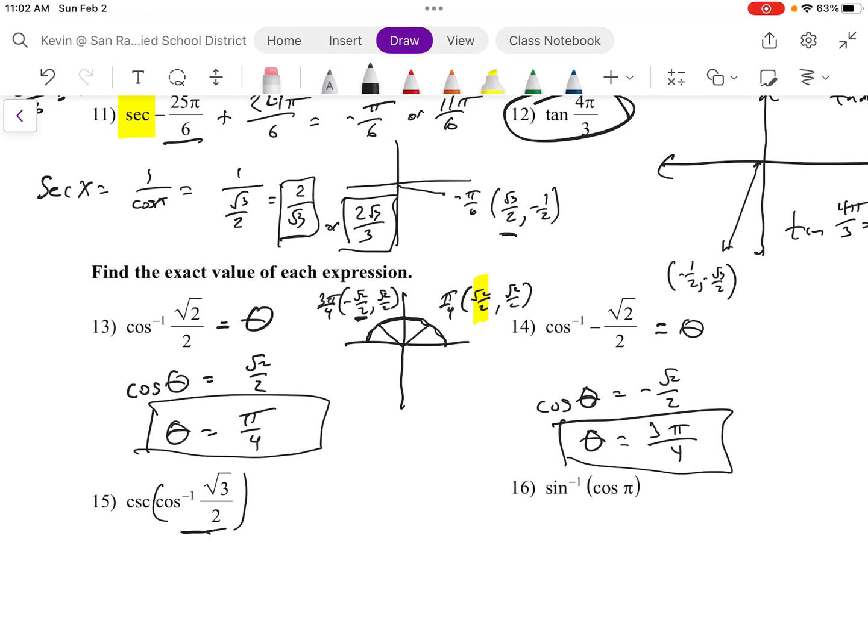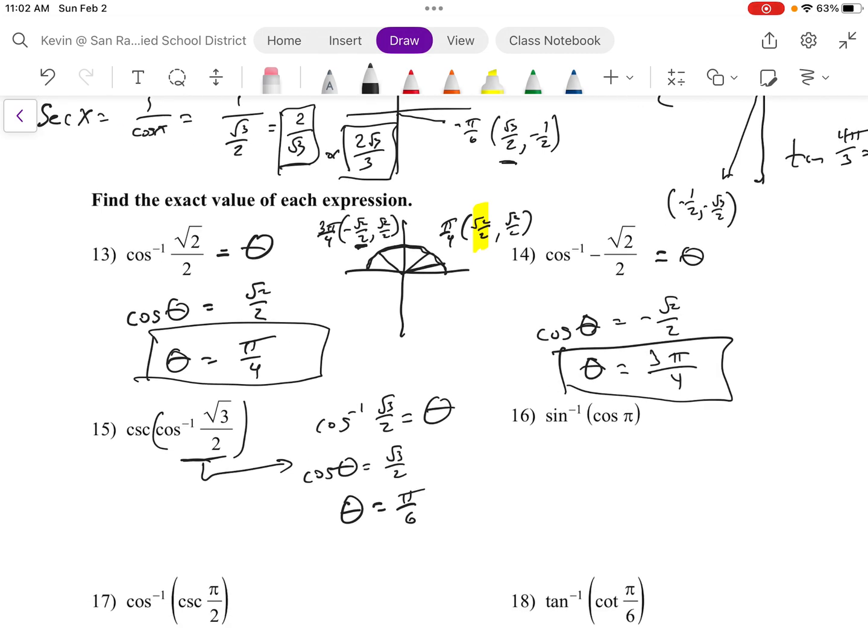Okay. So here we're doing cosecant of arc cosine of root 3 over 2. So we deal with this first. And we go arc cosine of root 3 over 2 equals theta. So what angle has a cosine of root 3 over 2? It's right here. It's pi over 6. So theta equals pi over 6.